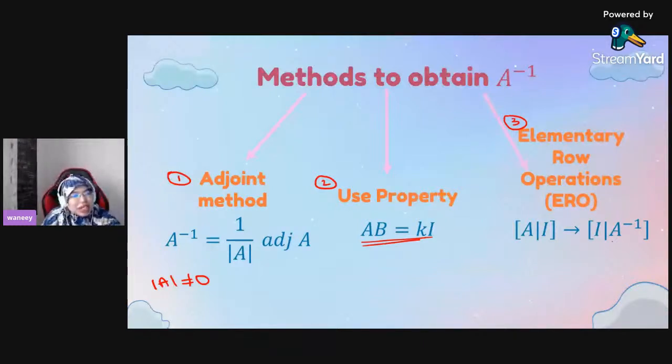Okay, so now you might be wondering, why do we have to calculate the A inverse? Why? Sebab dah tak cukup banyak benda dah ke nak kena calculate? Kenapa kena calculate A inverse?